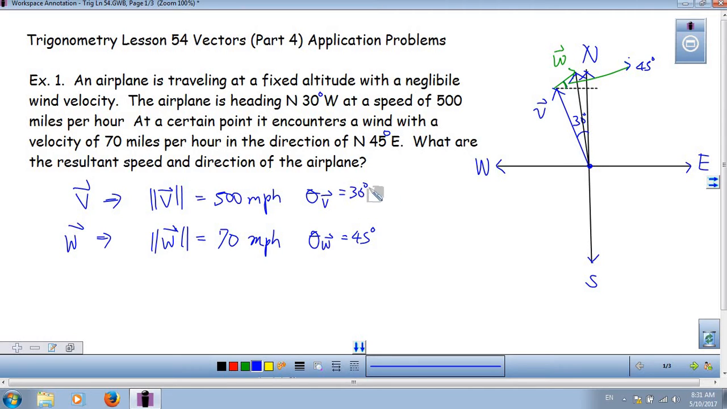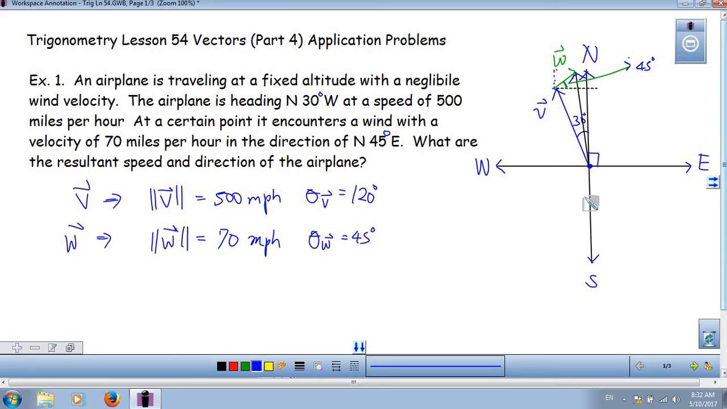Now actually I made a mistake, I'm sorry. The directional angle for the velocity of the airplane is not 30 degrees. It's actually 90 degrees plus 30 degrees, which is 120 degrees, because we have to start from the initial side. This part is 30 degrees and this part is 90, of course. So it's 120, which puts us in the right quadrant. And W is 45 degrees, that's alright, because it's north 45 degrees east. So it's in the first quadrant, and both sides of W are 45.